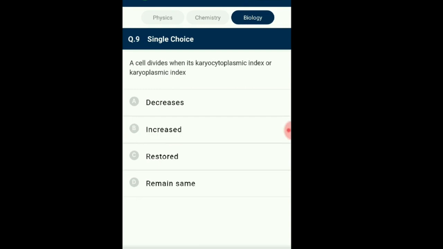Question number 9. A cell divides when its karyocytoplasmic index or karyoplasmic index.